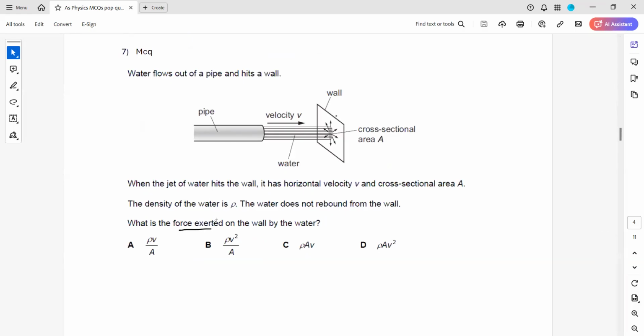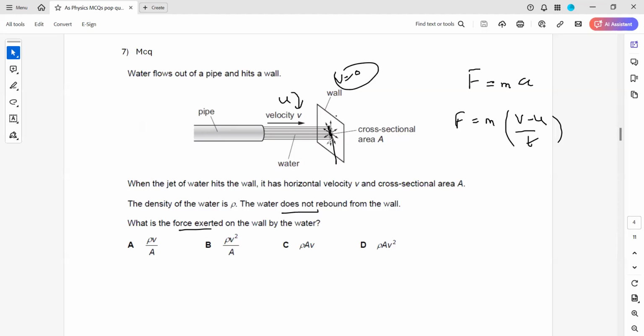you need the force. The formula of the force which you can use is F equals ma. And what about a? Acceleration is the change in velocity divided by time. Now, in the question, they mentioned that the jet of water hits the wall horizontally with the velocity v, so this is the initial velocity, which is v. The water does not rebound from the wall. So if the water does not rebound, what final velocity will we consider? The final velocity we'll consider as 0 because it does not rebound.